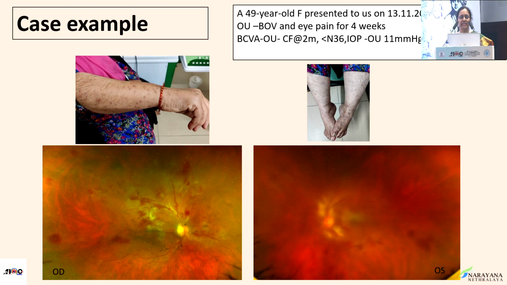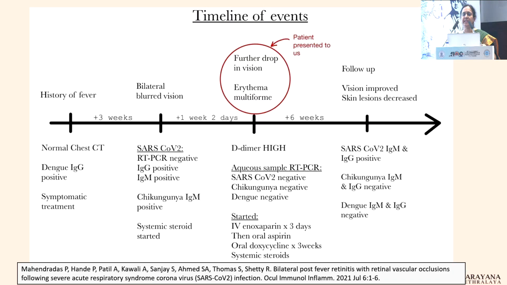Here we see a case example. A 49-year-old female presented with decreased vision. She has erythema multiforme-like skin lesions, multifocal retinitis with retinal hemorrhages, suggestive of a post-fever retinitis. Because it's COVID, she had multiple clinical features.